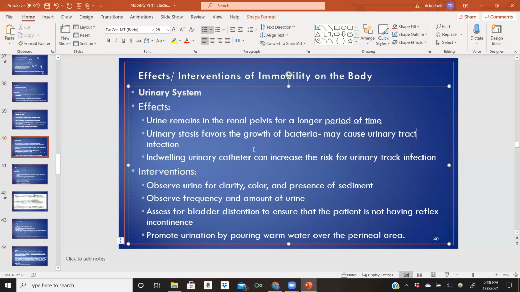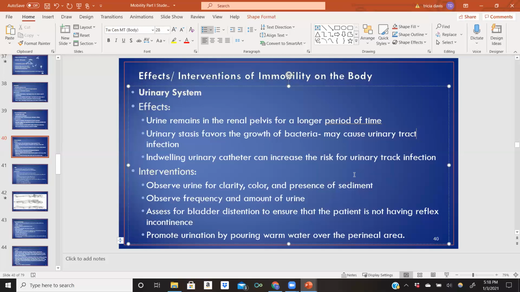Interventions would be to observe the urine for clarity, color, and presence of any sediment, because a foul odor or a dark color or not a normal color other than yellow or amber, and any kind of clots or any kind of sediment in there could be a sign of infection. You want to observe how frequently they're going to the bathroom. Are they putting out a sufficient amount of urine in your shift? You want to assess for bladder distension to ensure that they're not having reflex incontinence.